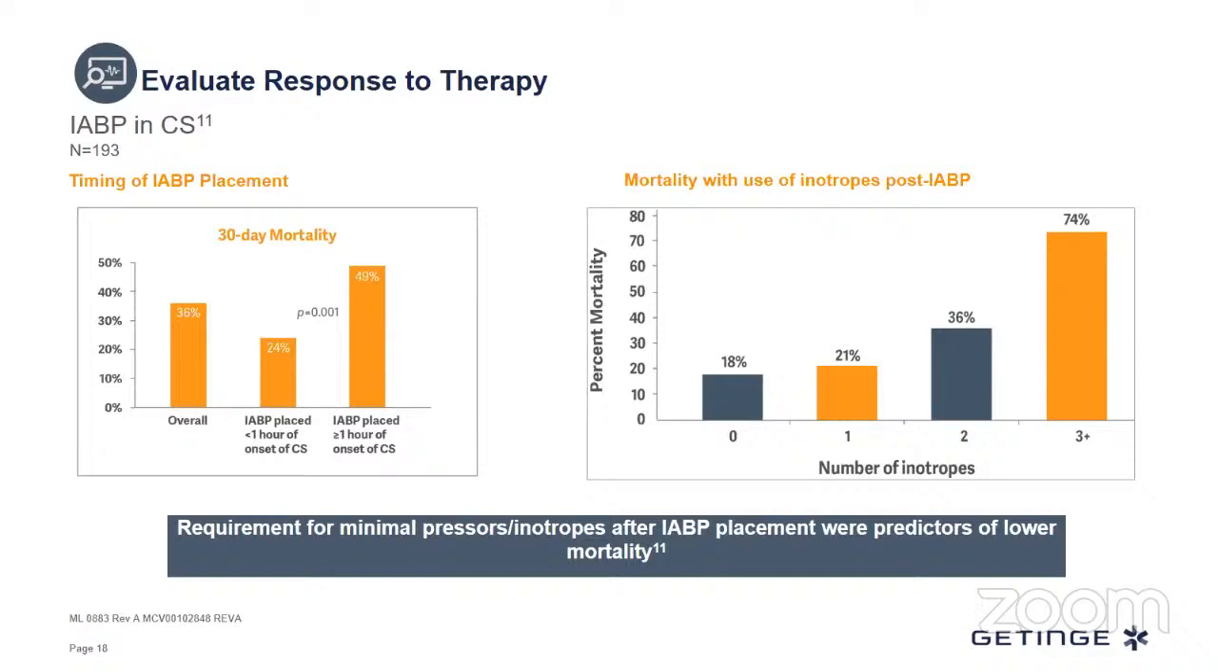And looking at the number of inotropes itself, let me just put my laser pointer on. If you look at the number of inotropes, as you increase the number of inotropes, your mortality also goes up. So they are looking at incorporating a mechanical circulatory device such as balloon pumps earlier.